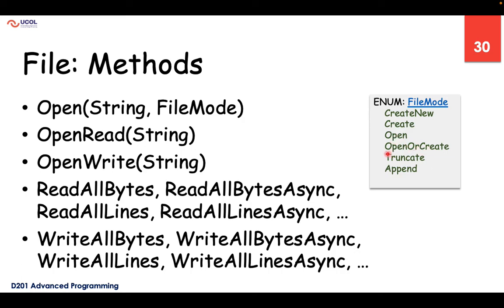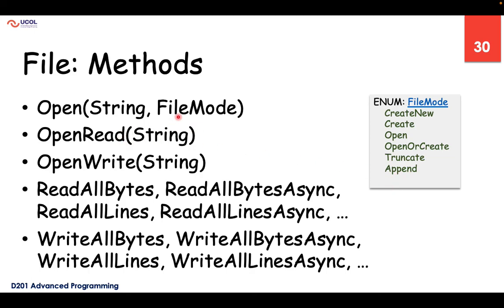OpenOrCreate means that if that particular file exists in the current directory, okay, open it. If it does not, you create that particular file. And Truncate means that you want to open it and all the contents which are already present in the file, you just delete them. Open, Truncate: I'm opening it, but we are truncating all the contents in that particular specific file. Append, of course, opens the existing file and appends the values at the end.